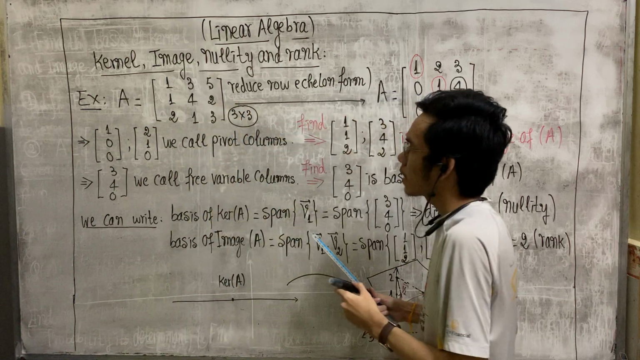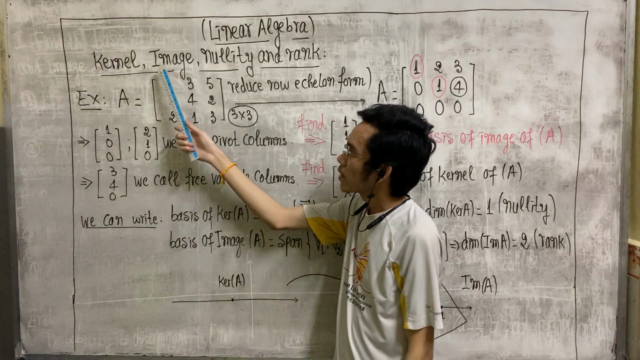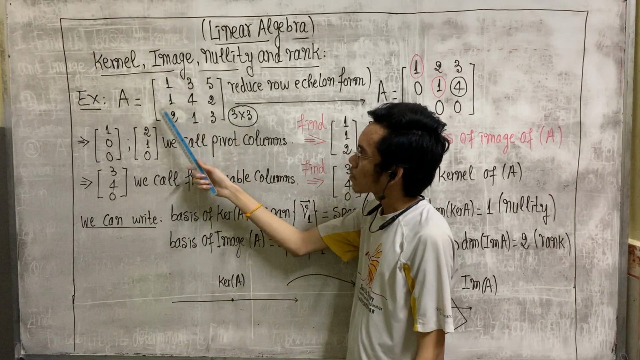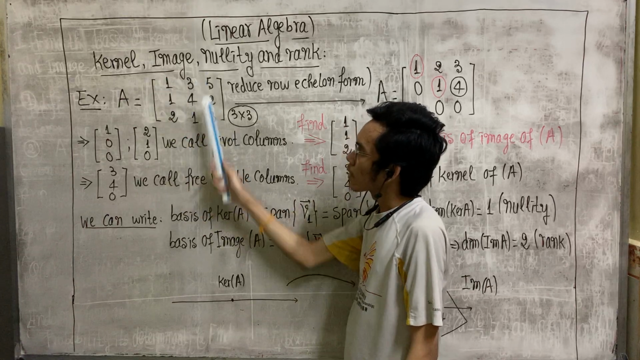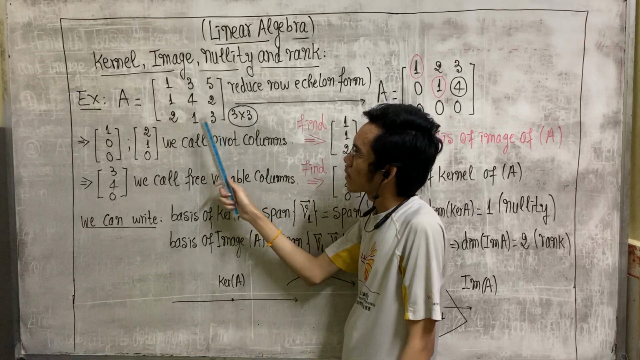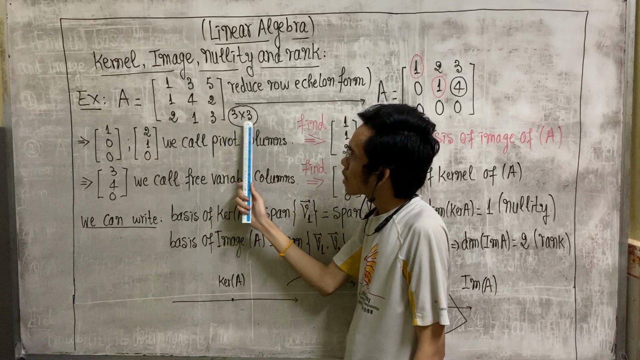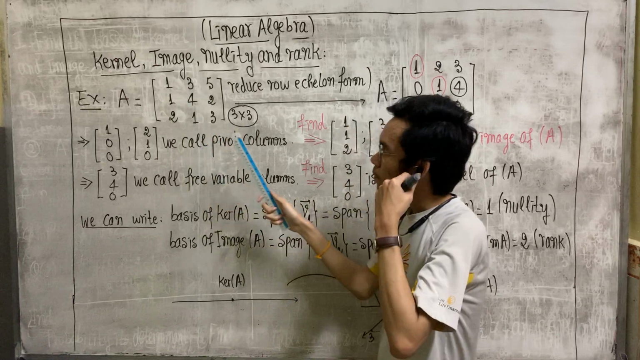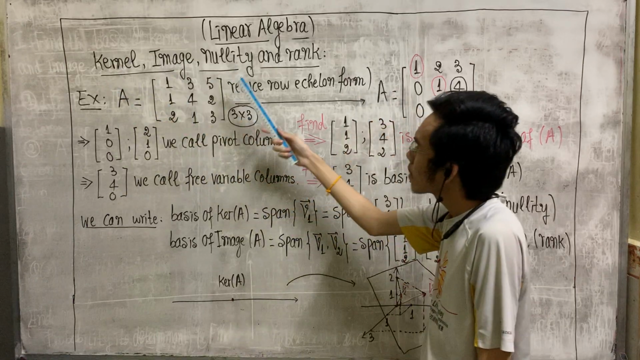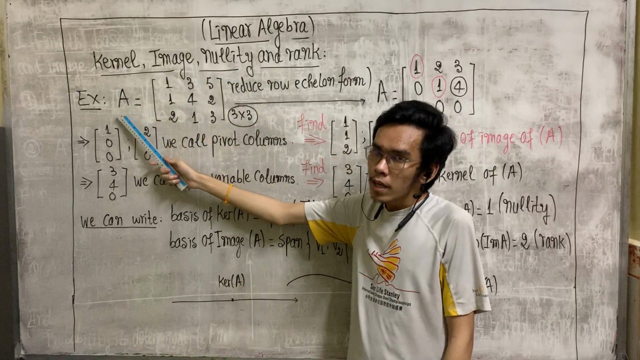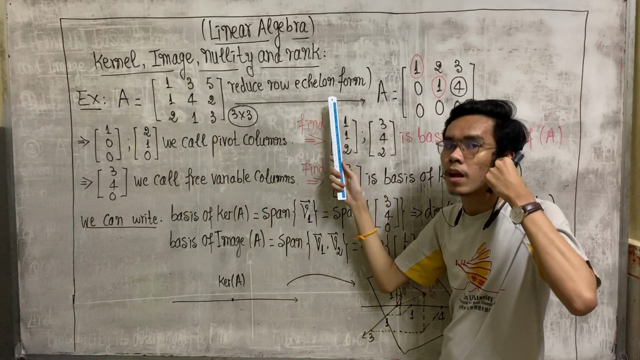If I have the matrix A, a 3 by 3 matrix, it means that the number of rows is equal to 3 and the number of columns is equal to 3. So we call that a 3 by 3 matrix. If you want to find the kernel, the image, the nullity or the rank of the matrix A, you have to convert the matrix A to reduced row echelon form.